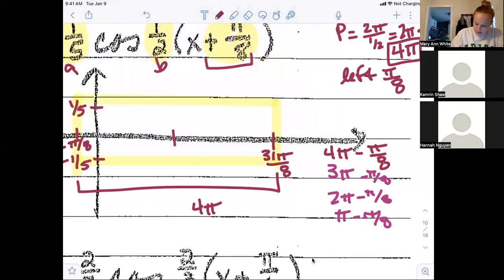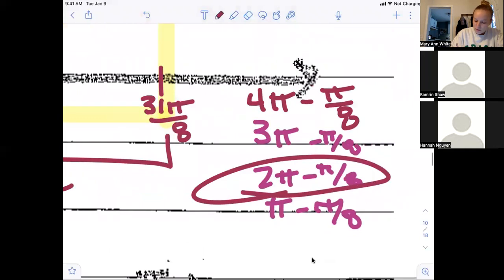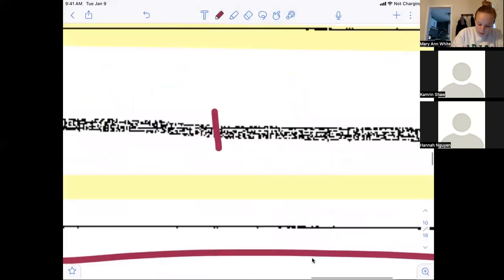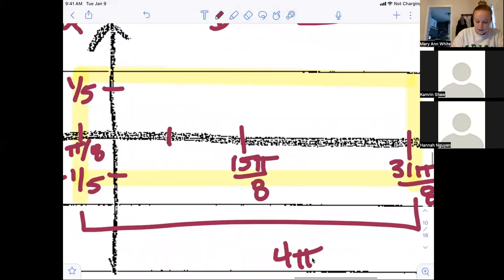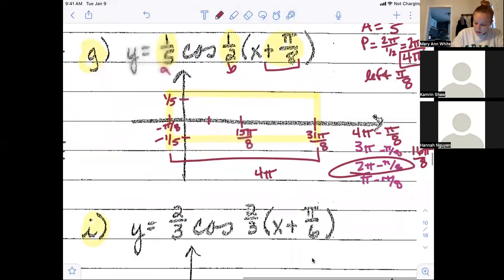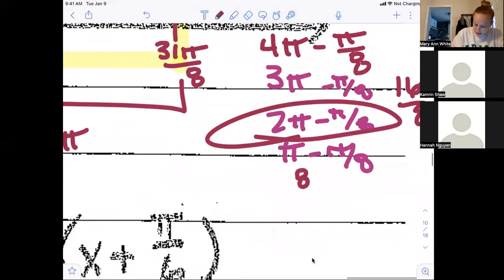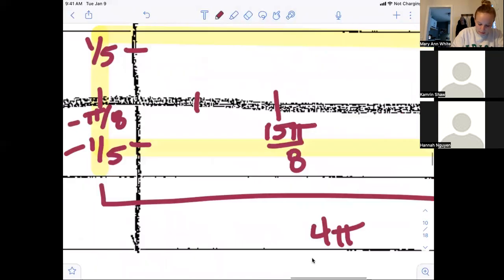So that middle point is 2 pi minus pi over 8. So 32, oh no, that's not 32. 2 pi is 16 pi over 8. So 16 minus 1 is 15. So this middle point is 15 pi over 8. The second point is pi minus pi over 8. Well, pi is like 8 pi over 8. So if I minus 1, 8 minus 1 is 7 pi over 8.